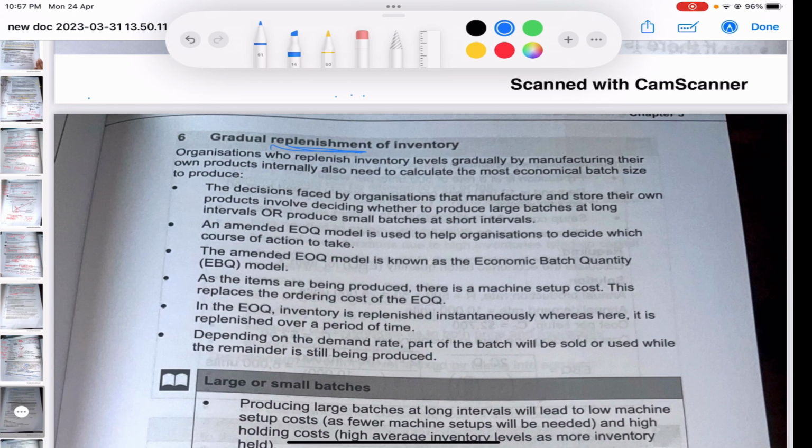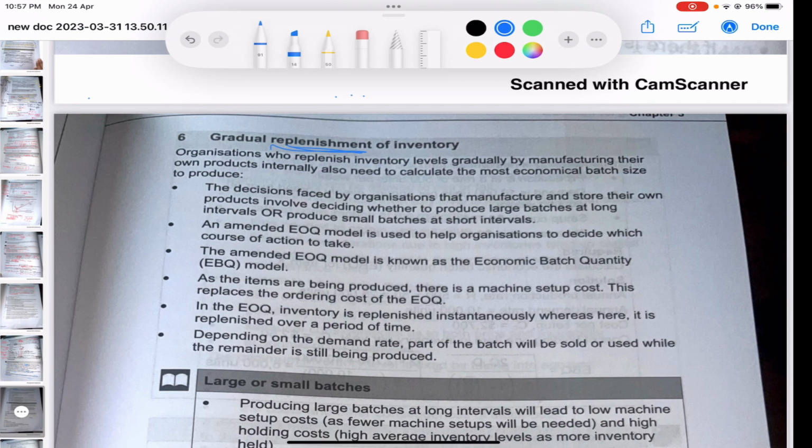Organizations who replenish inventory levels gradually by manufacturing their own products internally also need to calculate the most economical batch size to produce. What we studied right now was the economic order quantity, so that was basically how many units I have to order. Now what we are going to see is the economic quantity which we have to produce, how many goods I have to produce. So here we'll be talking about the units which are ideal to produce.